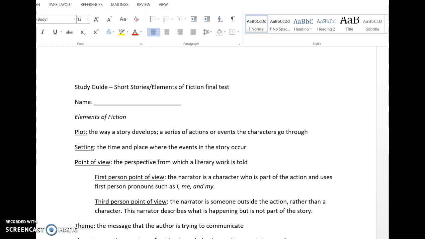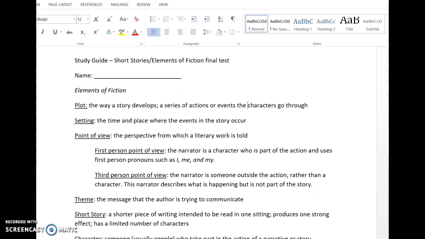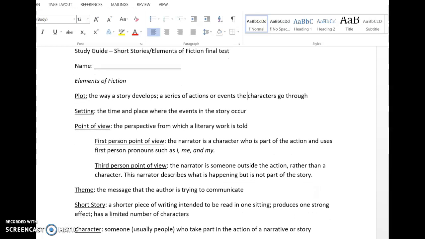Okay, so to review the elements of fiction, there's a couple of different definitions that I want you to be able to remember. You may use notes for this test. That's totally fine with me. So anything that you want to write down to be able to use on your final test, any of these definitions, is totally fine to use on the test. You don't have to try to do it from memory. Use your resources for this.